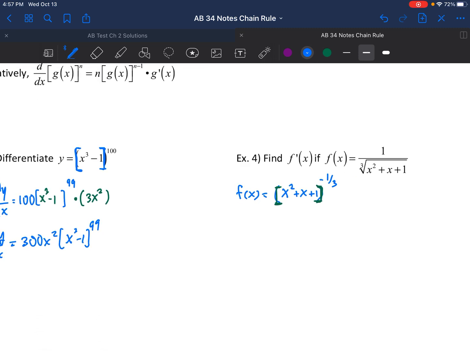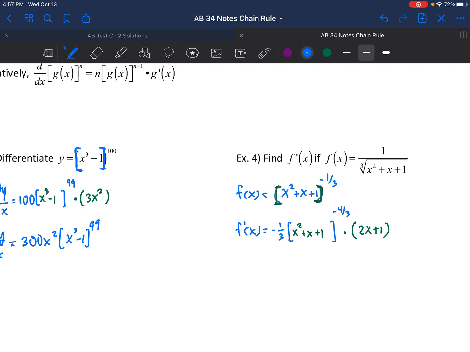Derivative, chain rule. Derivative of the outside, multiply by the exponent, negative 1/3. Keep the interior the same. Subtract 1, that gives us negative 4/3. So inside we still have x squared plus x plus 1. I'm going to multiply by the derivative of the inside, giving us multiplying by 2x plus 1.